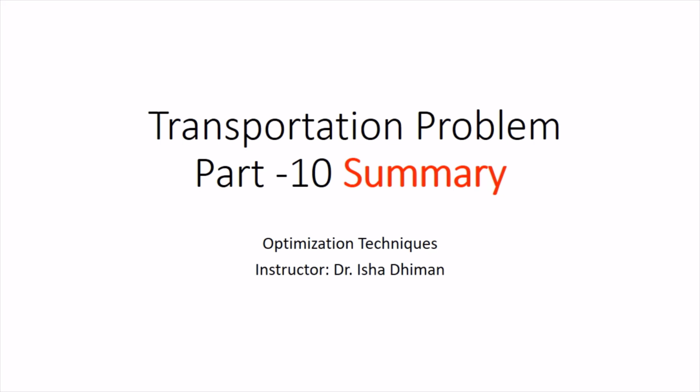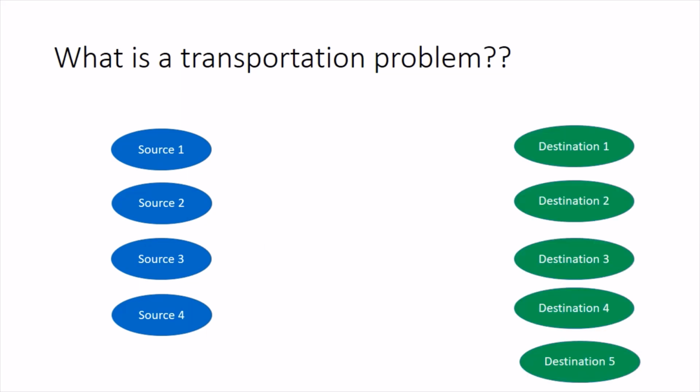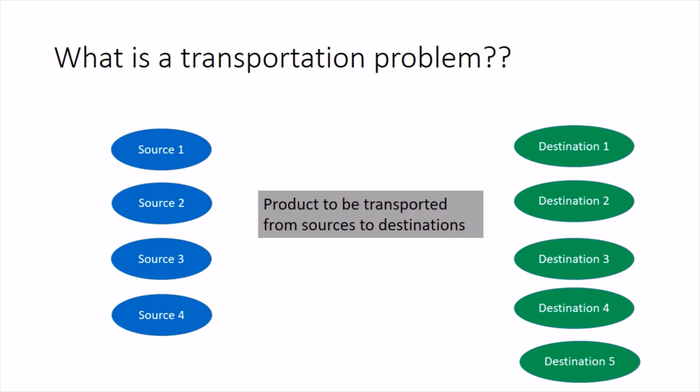The first thing we want to understand is what is a transportation problem. So we'll have certain number of sources. This can be any number. I have just taken example of 4 sources. So these sources can be manufacturing plants or factories. And then there will be certain number of destinations. And there is a product which is being manufactured at the sources. It needs to be transported from the sources to the destinations. So that's the whole philosophy of a transportation problem.